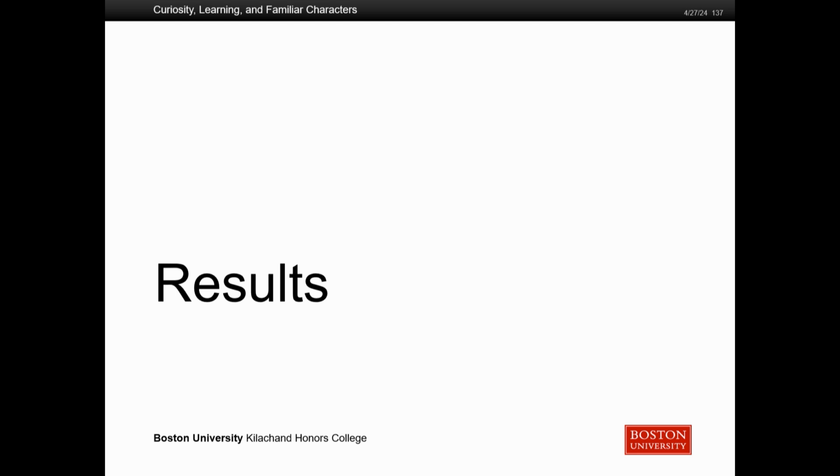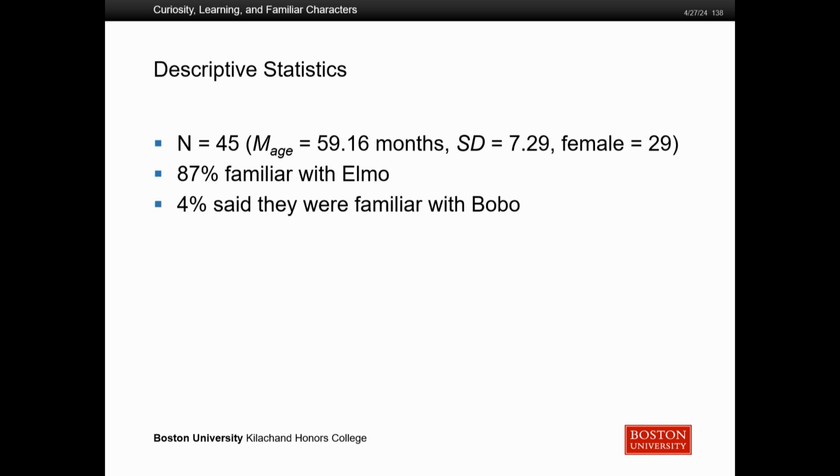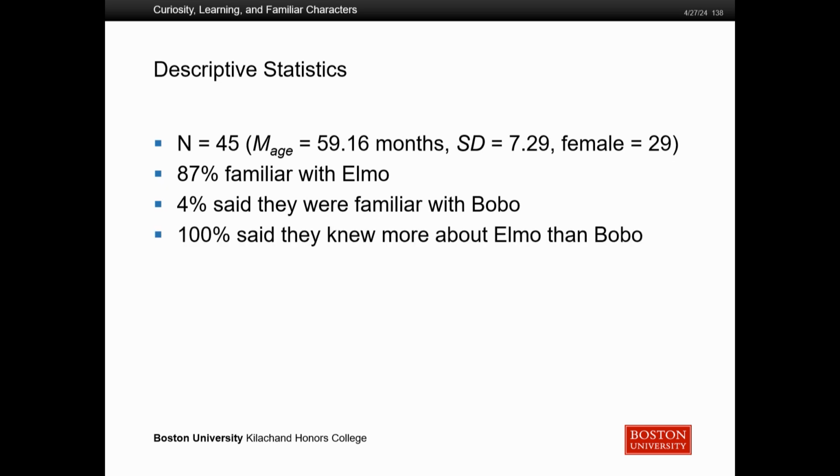So now moving into the results. I had a total of 45 participants. These were 4 and 5 years old, mean age being 59.16 months. 29 of these participants were female. 87% of them said they were familiar with Elmo. 4% said they were familiar with Bobo, even after being reminded sometimes multiple times that Bobo was from a new show that no one had seen before. However, 100% said that they knew more about Elmo than about Bobo.